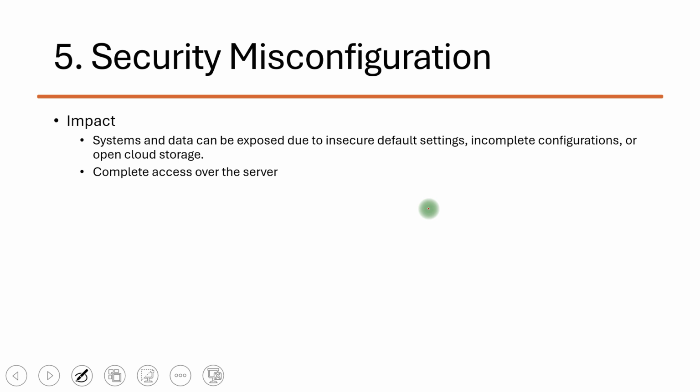The impact of this is that systems and data can be exposed due to insecure default settings, incomplete configurations, or open cloud storage. Nowadays most of the things are in the cloud, and people are migrating to the cloud and putting their data there. A single misconfiguration can expose all of the data to unwanted actors. So the configuration should be done properly, because one single misconfiguration can give complete access over the server.